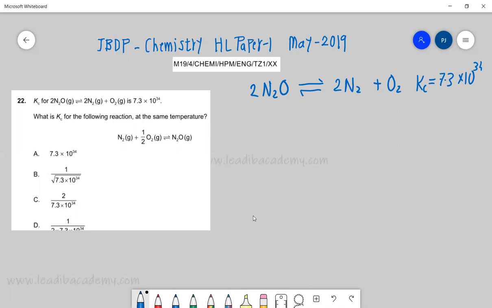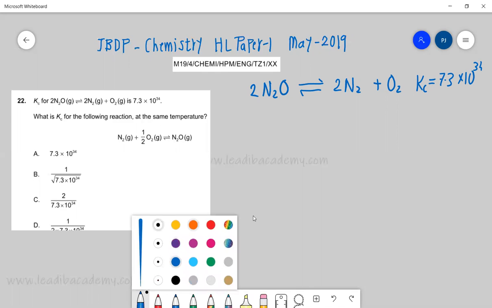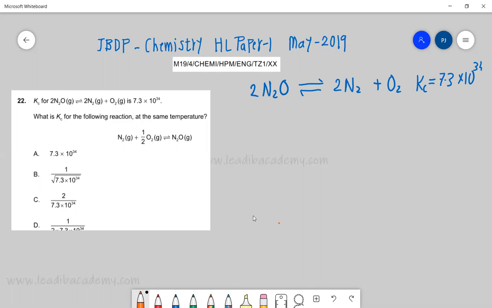Now what they are asking is that we need to determine Kc for this reaction: N2 plus half O2 giving N2O.